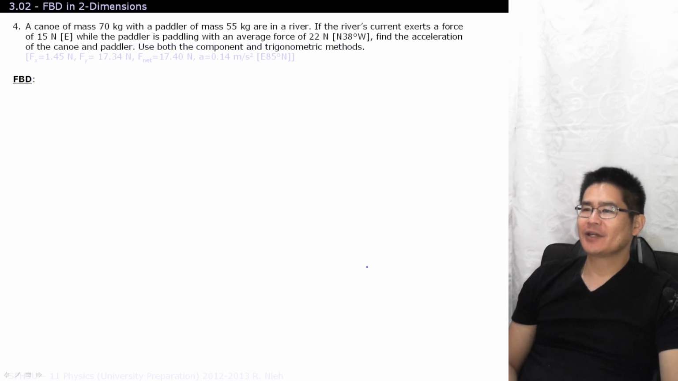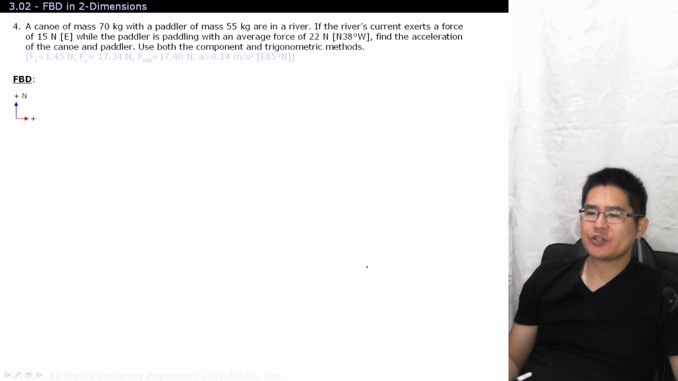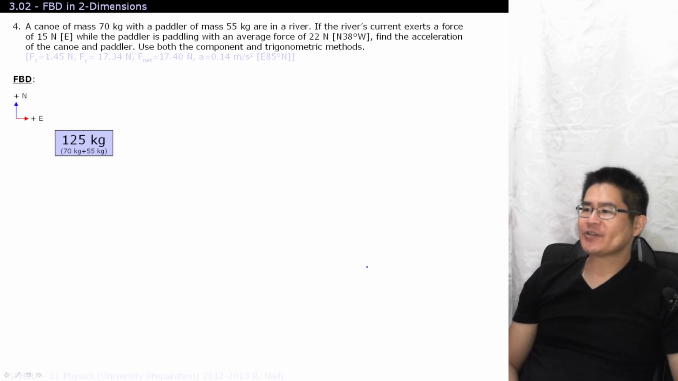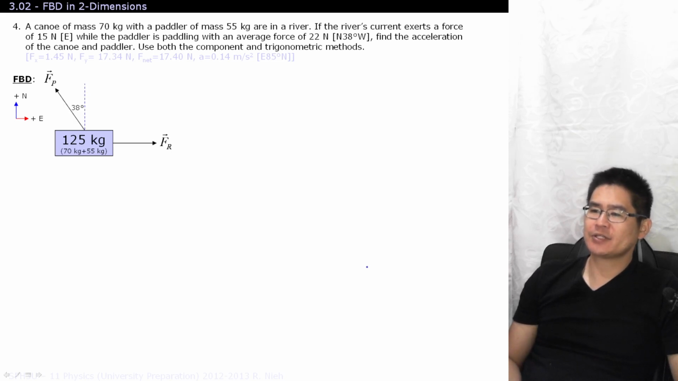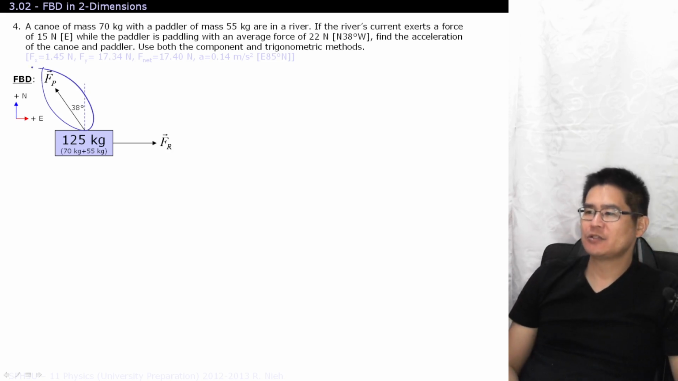A canoe of mass 70 kilograms with a paddler of mass 55 kilograms are in a river. Now remember that these two are two objects that are together. They're glued together, so they should be within the box. You could just write down 125 kilograms, but just to let you know, 70 plus 55 will give you 125. There's two forces acting on it. First off, the river current is pushing the canoe towards the east, and the paddler is trying for his or her dear life to paddle it towards the northwest. That's it. Don't add anything else.